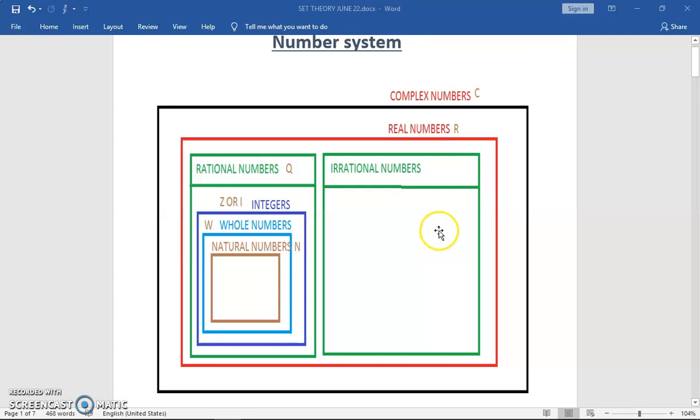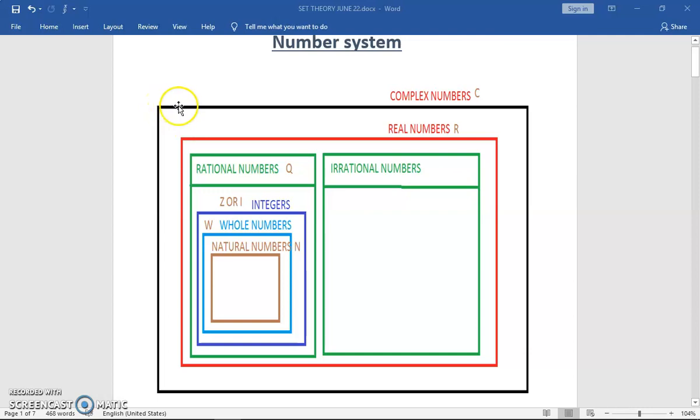Hello everyone. Today we are going to see the number system. In mathematics, many numbers are classified under different types of sets. Here we have a picture which represents different types of sets. Each color represents a set.